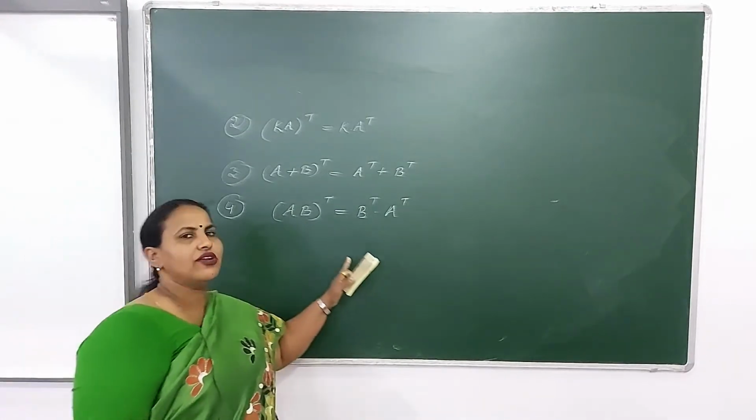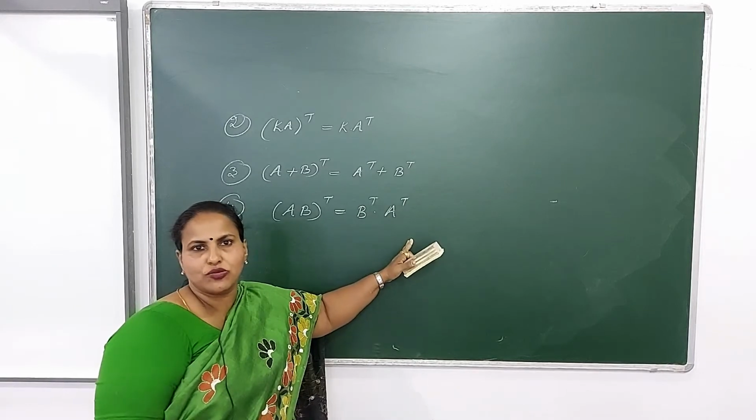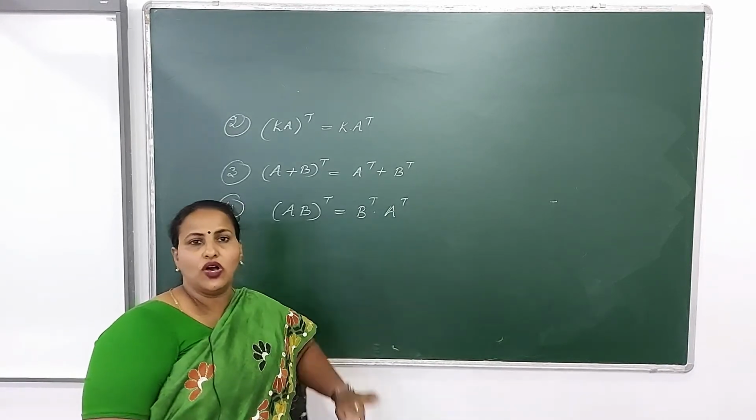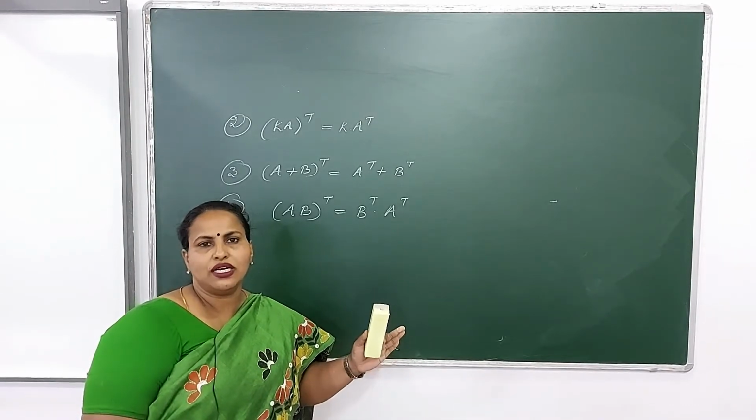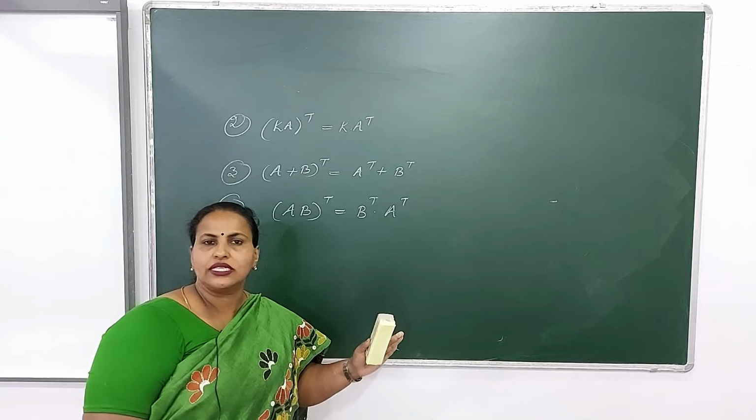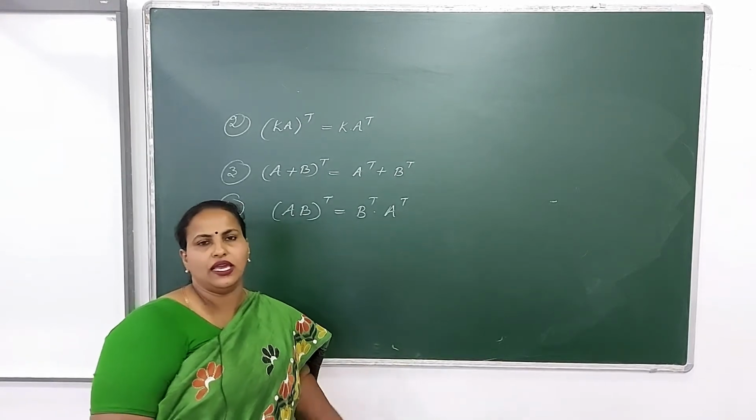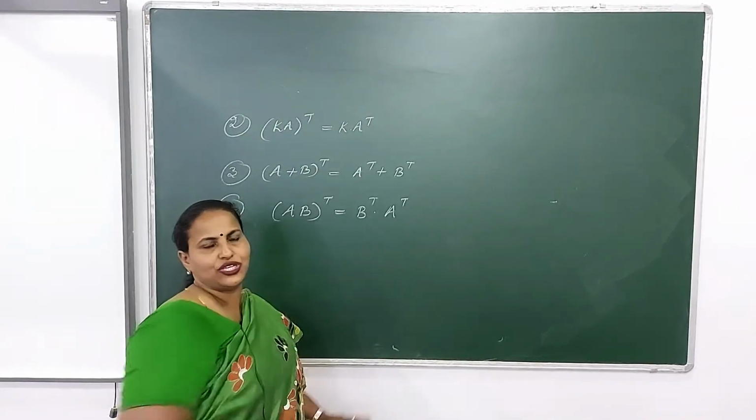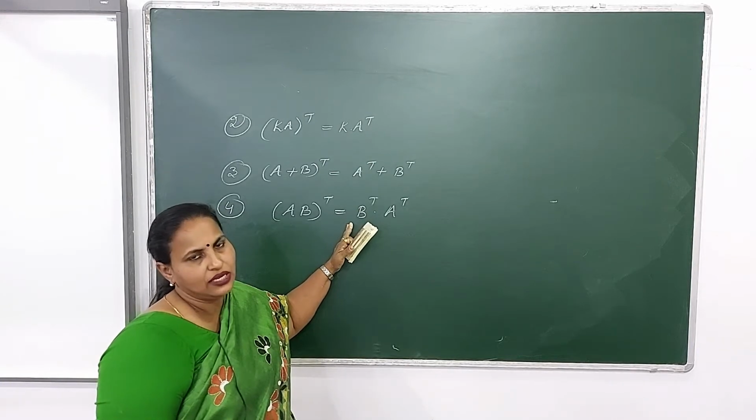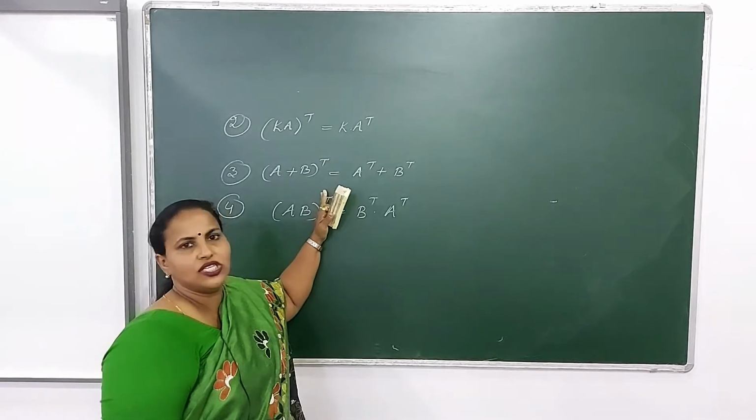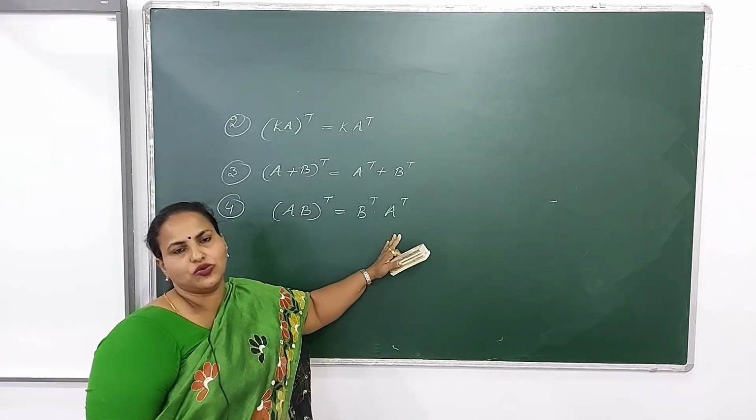Now this is following the reversal law. You cannot make it as A transpose into B transpose. Why so? Because you know very well, in general, matrix multiplication does not obey the commutative property. AB is not equal to BA. So you cannot interchange the position. So this is a very important property. AB whole transpose is equal to B transpose into A transpose.